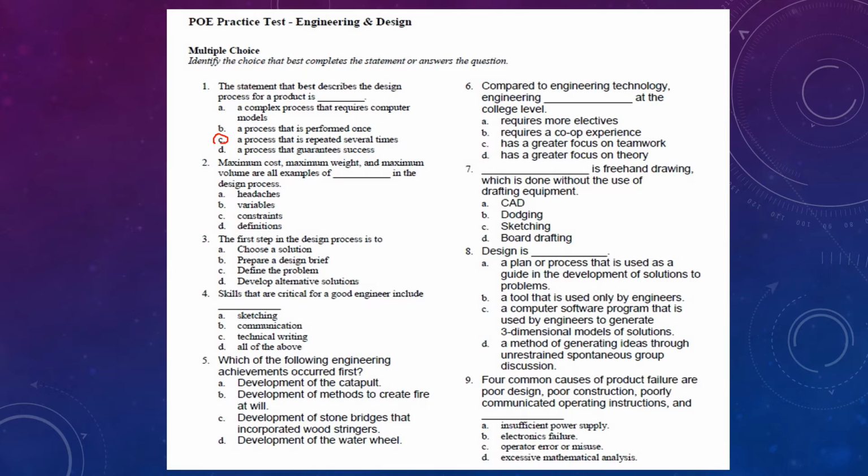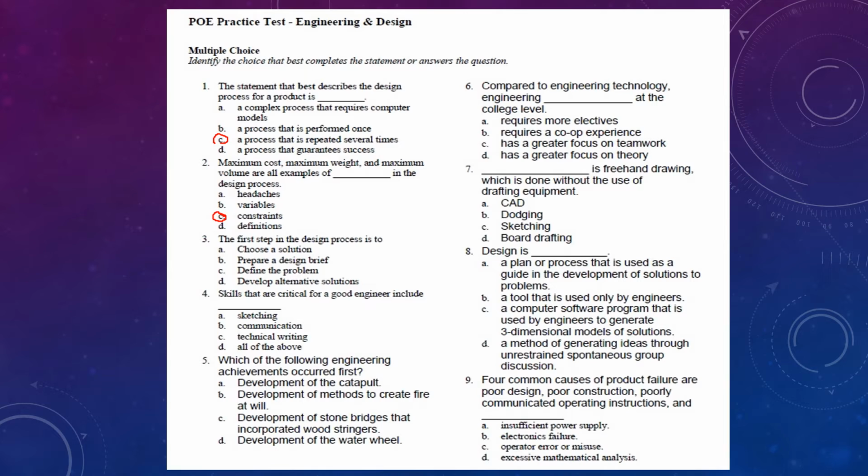Number 2, maximum cost, weight, and volume are all examples of constraints. So if you look at your bridge competition, you had constraints on how much material you could use. You were limited to 15 balsa sticks. The area and volume, we put constraints in terms of the dimensions of the lumber that you could use and the width and the height. So those are all constraints.